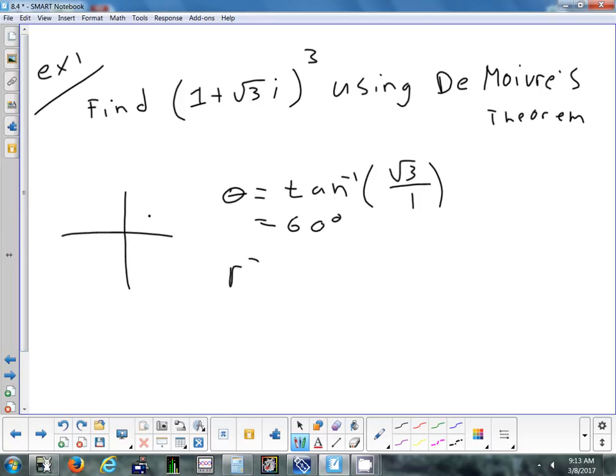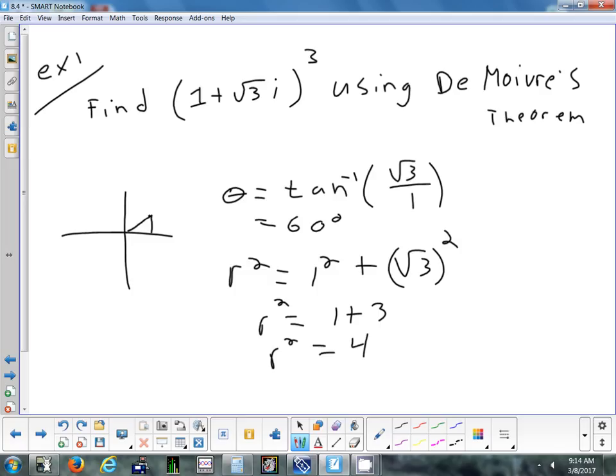And now my radius. Somebody tell me my formula to find the radius. It's supposed to be r squared. I'm finding the radius, so I'm doing the Pythagorean theorem. It's 1 squared plus the square root of 3 squared, right? And that just means 1 plus 3, which is 4. So my radius squared is 4. What's my radius? 2.